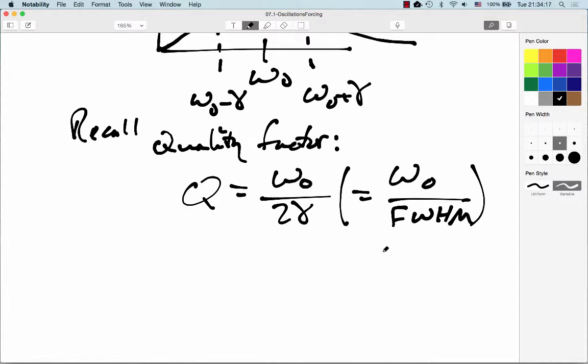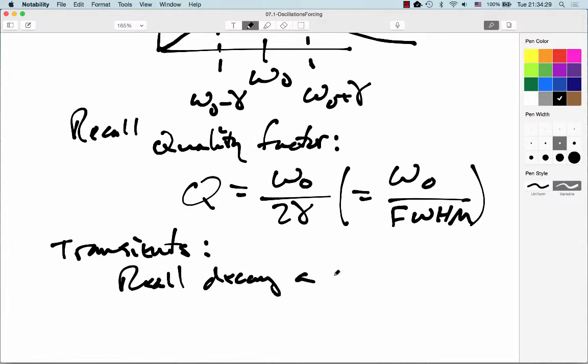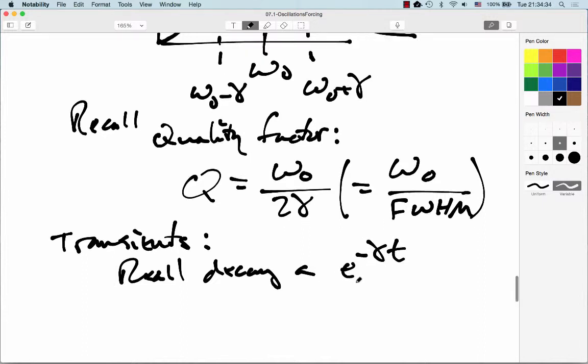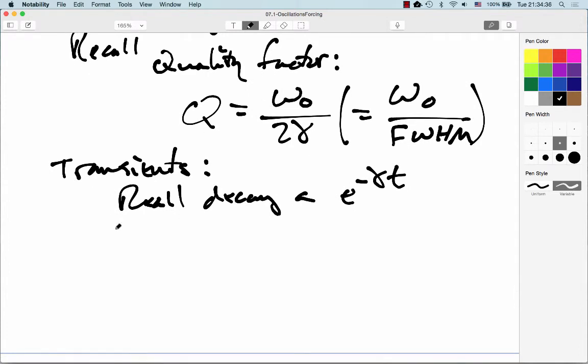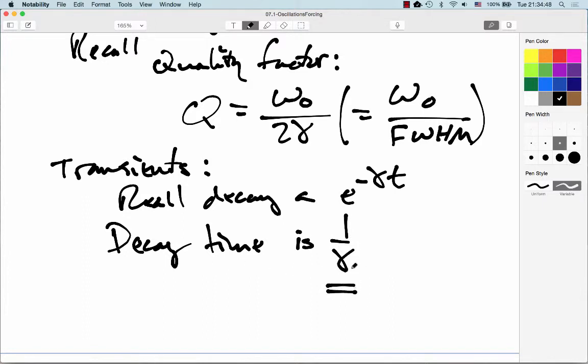Now if we go back to thinking about the transients for just a moment, we recall that they decay as e to the minus gamma t. So we can say the decay time is 1 over gamma if you quit forcing the system.